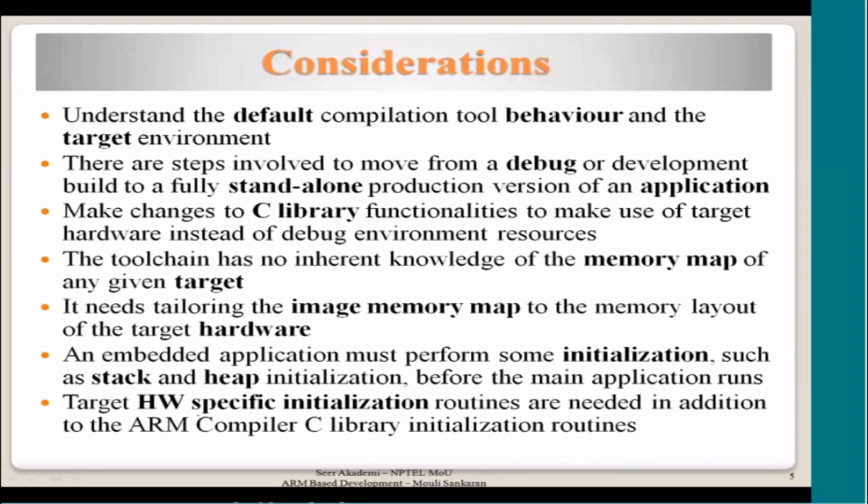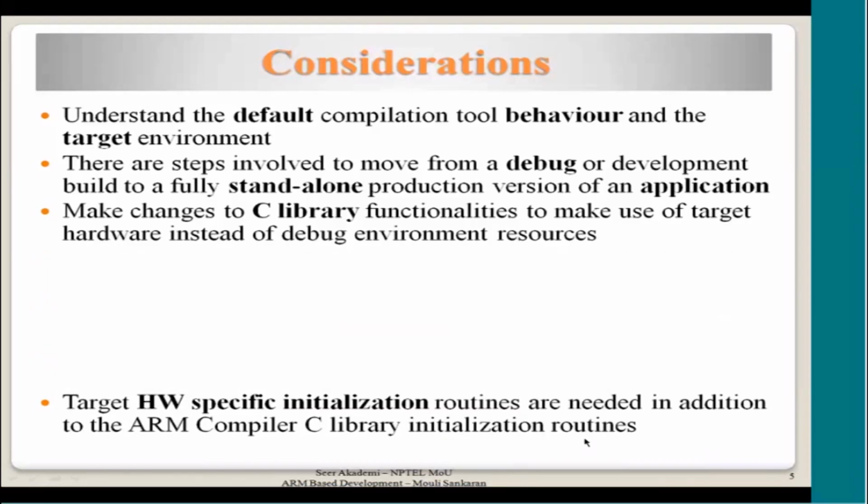So target hardware specific initialization routines are needed in addition to the ARM C compiler library initialization routines. Some things are very C language specific, like initialize something and then call the main routine. That calling of the main routine is very language specific. But target specific initialization needs to be done apart from the C language specific initialization. So those library changes have to be done based on the hardware. These are the different considerations that you should be aware of when you are developing software.